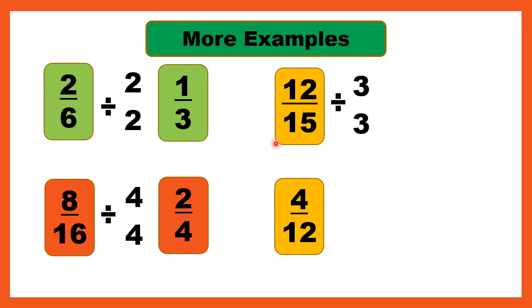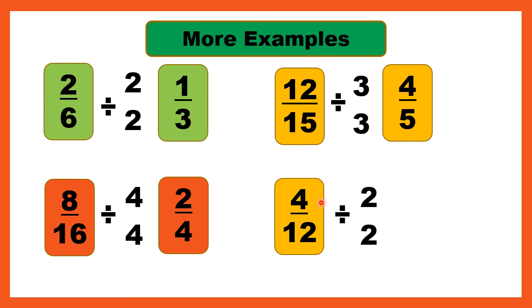Let's have 12/15. Divide it by 3. 12 divided by 3 is 4. 15 divided by 3 is 5. 12/15 and 4/5 are equivalent fractions. Let's have 4/12 divided by 2. 4 divided by 2 is 2. 12 divided by 2 is 6. 4/12 and 2/6 are equivalent fractions.